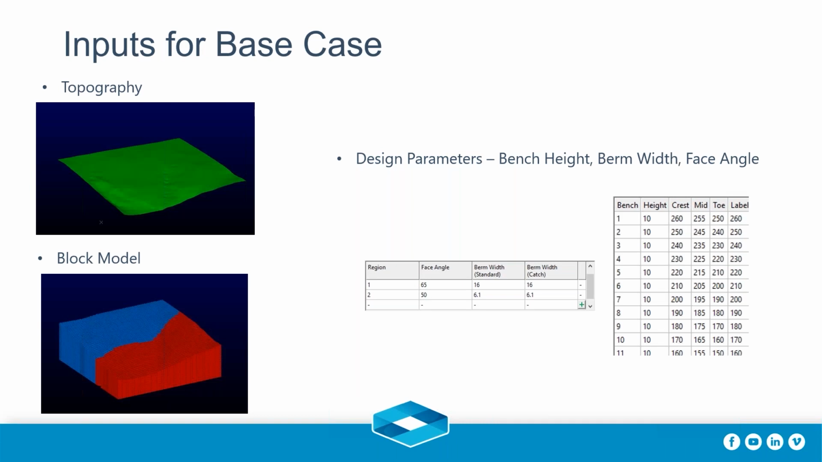So the inputs for this base case are the topography for the area, and a block model containing the slope region coded to it. As you can see by the figure of the block model here, our block model is already configured. It's coded with both slope regions, slope region 1 represented by the blue blocks and slope region 2 represented by the red blocks. And we also have as inputs the design parameters, which are face angle, berm width, and bench height.